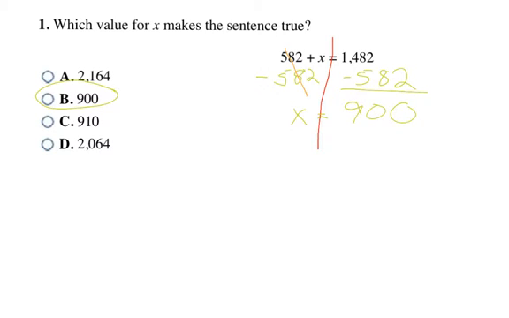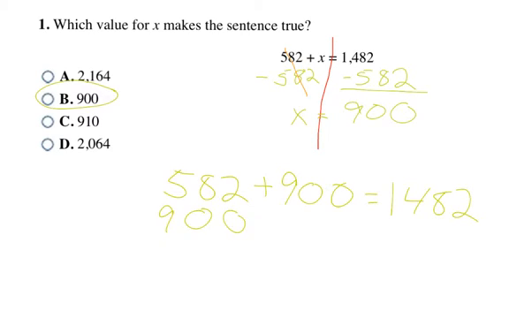And you can always check your answers in these by substituting this value for x, our answer, back in for x. So it just means I'm replacing x with 900. So I would see, does 582 plus 900 actually work out to equal 1,482? And it does here. And it might help you to actually write it vertically instead of horizontally, and you can see it does equal out.